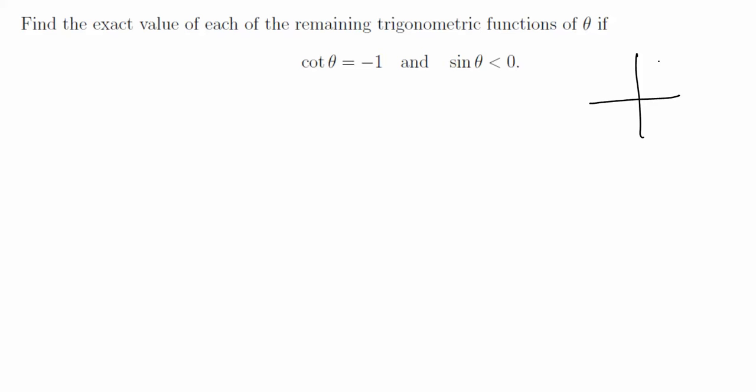So we know the rule, all students take calculus. Cotangent is negative. All are positive in the first quadrant, and tangent and cotangent are positive in the third, so it's either the second quadrant or the fourth quadrant. It's not going to be here, not going to be here. Cotangent is negative here and here, and at the same time we want sine negative, sine less than 0. Here sine is positive, so this should be the case. So theta is in the fourth quadrant, so theta is in quadrant 4.